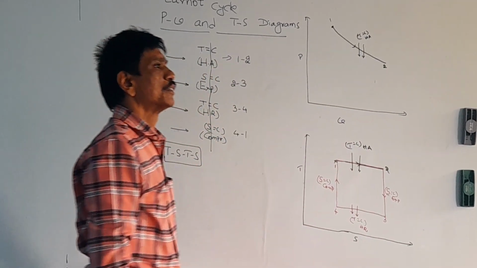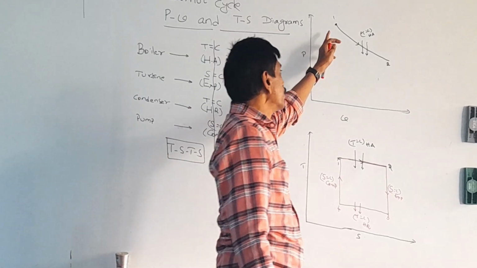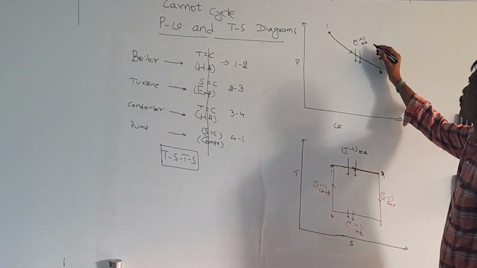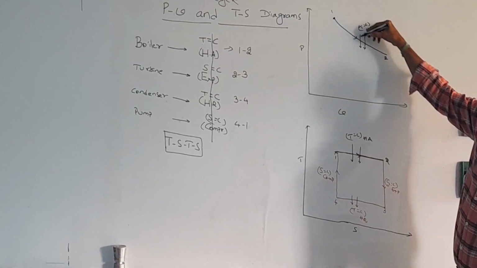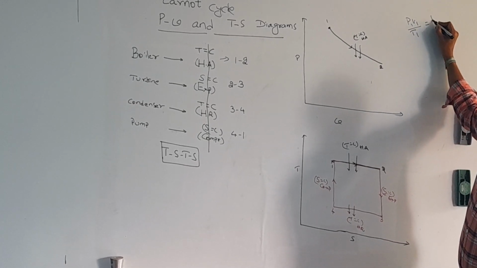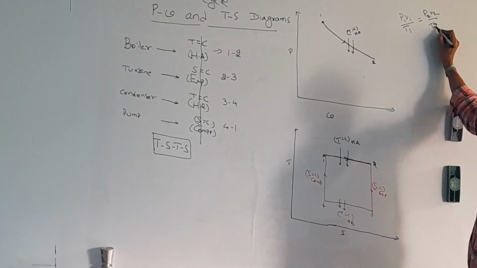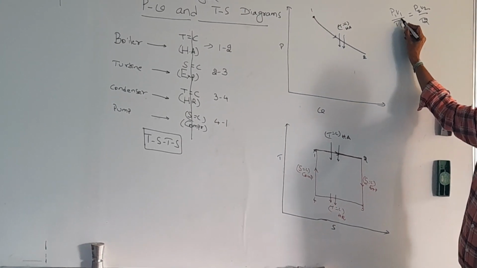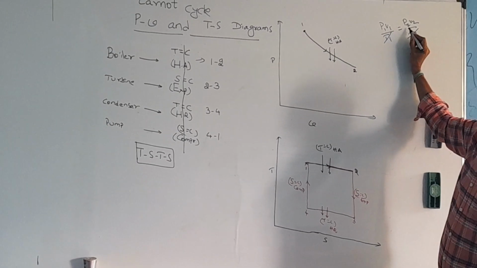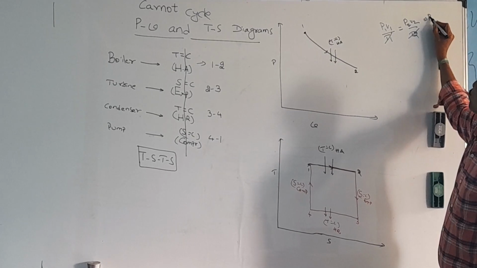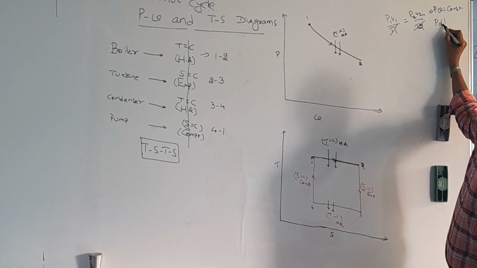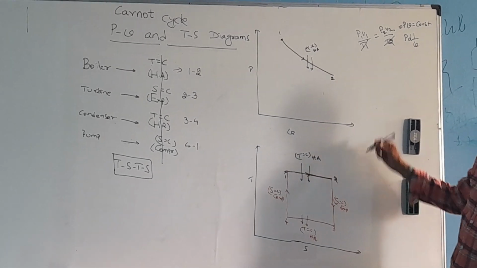So why does it become curved downwards? For the isothermal process, you can apply the gas equation from 1 to 2. According to the gas equation, P1 V1 by T1 is equal to P2 V2 by T2. Isothermal means T1 is equal to T2. Therefore, P1 V1 is equal to P2 V2. That implies PV is equal to constant. That means P is inversely proportional to V.